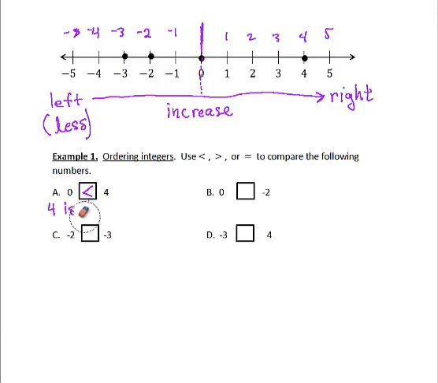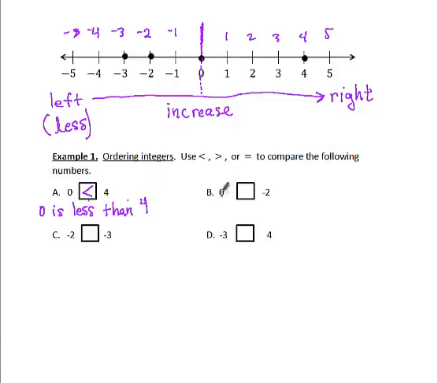So if we wrote this out in words, we would say 0 is less than 4.